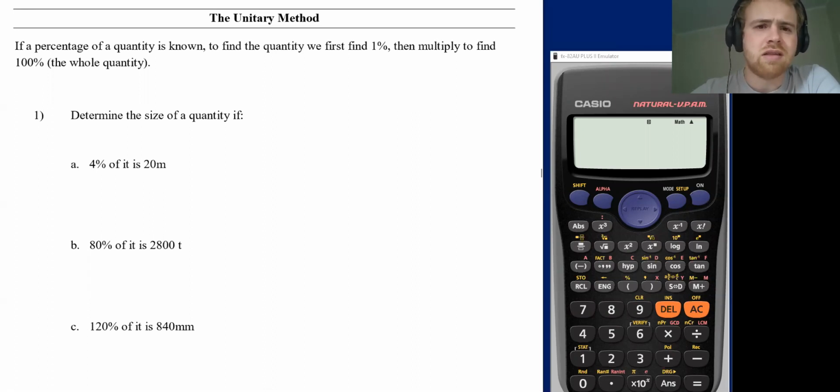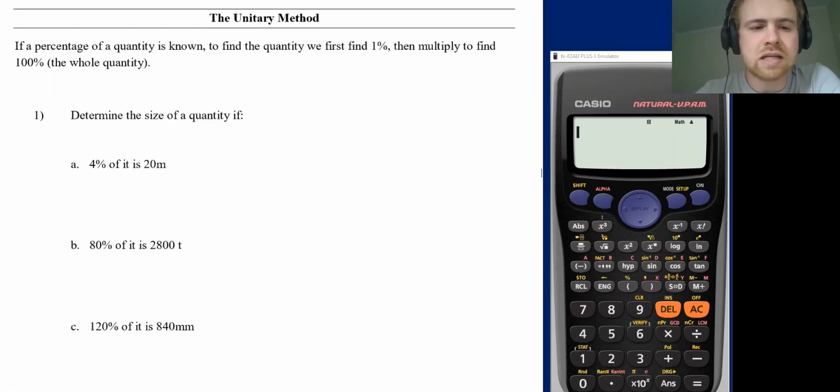Today we're going to be looking at the unitary method. Now this is just a way of finding the whole of something if you're given a part of it. Okay, so you can see here, if we have a percentage of a quantity that is known, to find the quantity that is 100%, we first need to find 1% and then multiply to find the 100%, that is the whole quantity.